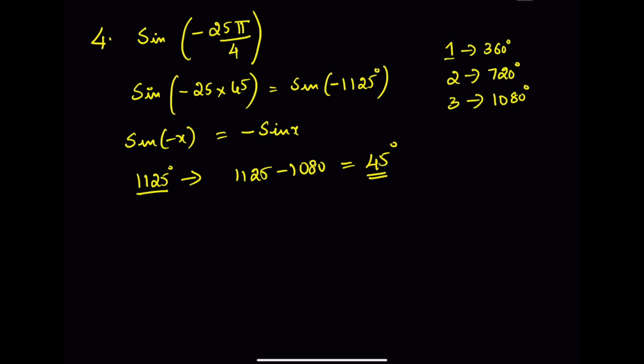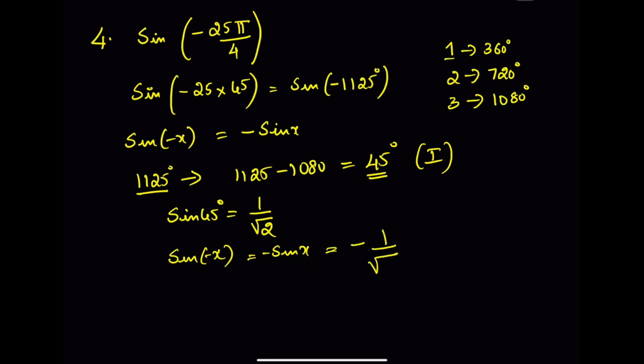Now, what is 45 degrees? 45 degrees is in the first quadrant. So if it is in the first quadrant, what would the value of sine 45 be? It is 1 by square root of 2. But because the question has sine of minus x, which is minus sine x, our value would be minus 1 by square root of 2. So this is the answer for sine of minus 25 pi by 4.